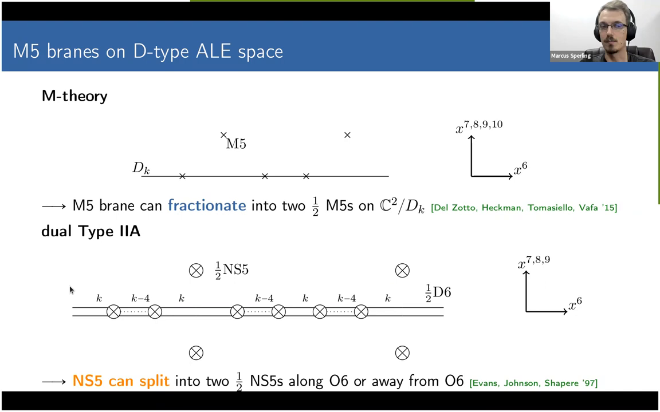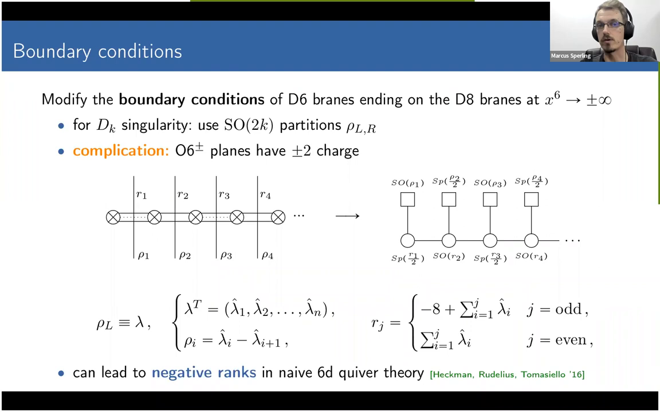Because now what we're going to do is terminate, or end, the semi-infinite stack of D6 branes again on D8 branes, as we did before. And again, we can play the same game. We can have trivial boundary conditions, or we can have more general boundary conditions.